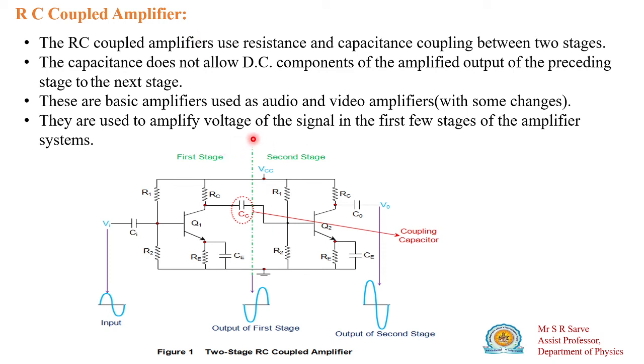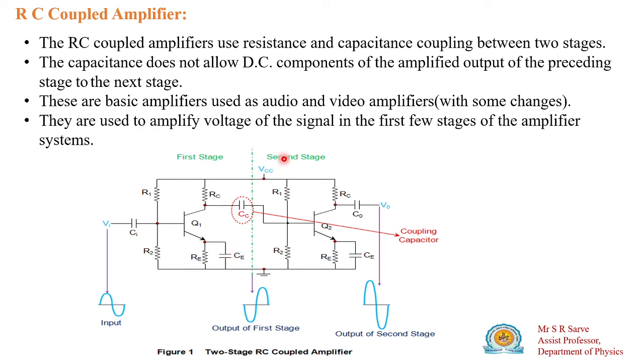These are used to amplify the voltage of the signal in the first few stages of the amplifier system. Generally we initially use RC coupled amplifiers, and at the output there will be different amplifiers. That is known as a compound amplifier, or compounding. Cascading means similar amplifiers are used, but in compounding different types of amplifiers are used. So this is about your RC coupled amplifier.